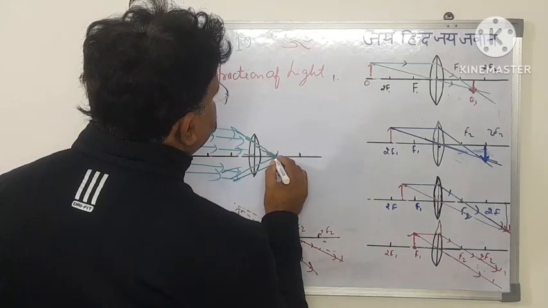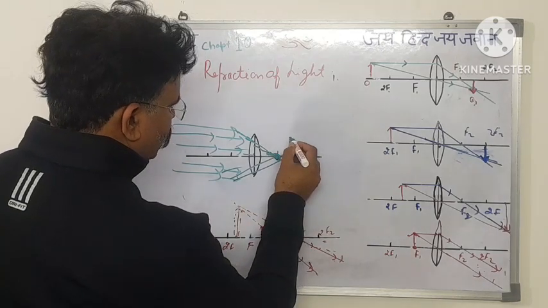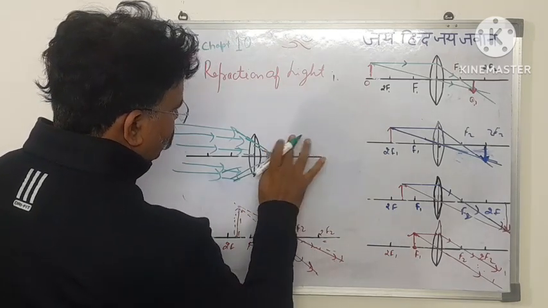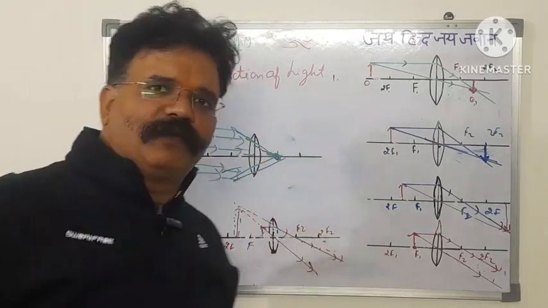These rays are meeting at the focus. You can see they are not meeting here. They are not meeting here. They are meeting at focus. That means they are meeting at a center. In this case, what will happen?